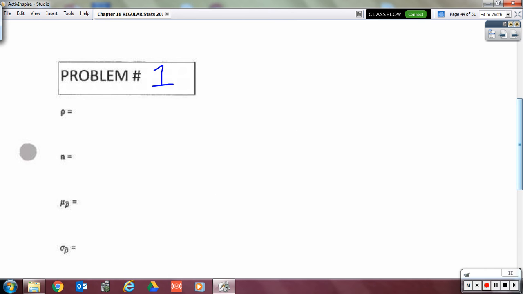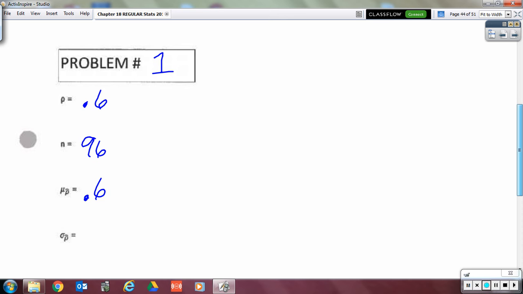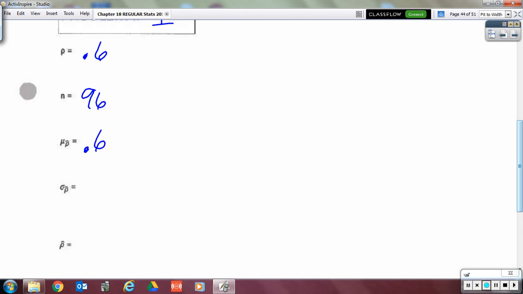So n is 96. Okay, good. How about 60%? What is that? That is your p, population p. And the population p is automatically the center of the p hats. Now, let's review here that the standard deviation of the p hats is this formula. Does anybody remember it? Square root of p(1 minus p) over n.